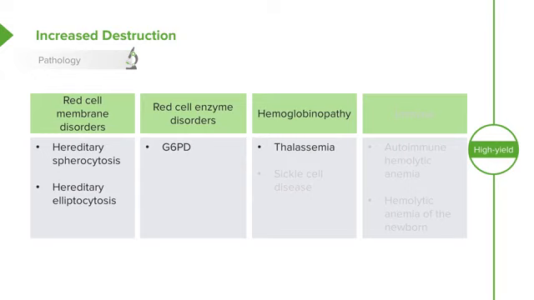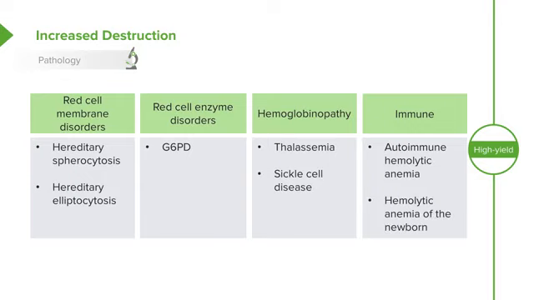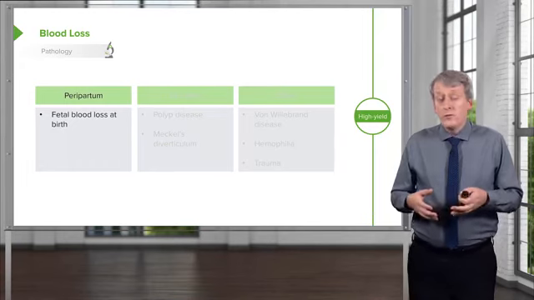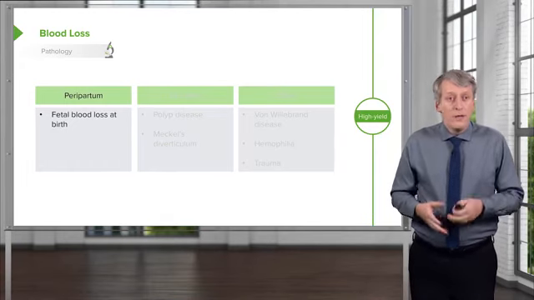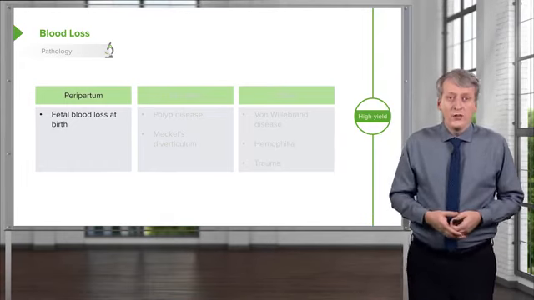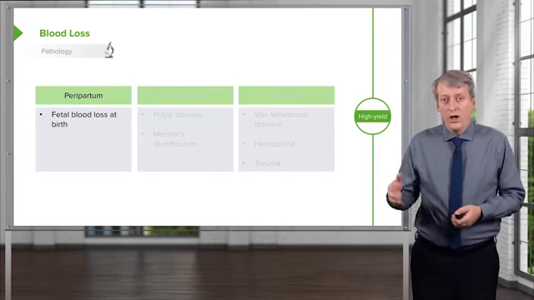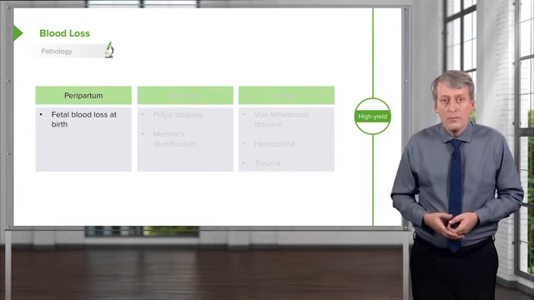Patients may have hemoglobinopathy, something like a thalassemia or a sickle cell disease. Or there can be an autoimmune attack on the red blood cells, such as autoimmune hemolytic anemia or hemolytic anemia of the newborn. In terms of blood loss situations, babies at birth can experience blood loss through a difficult labor and a loss of blood through the umbilical stump.